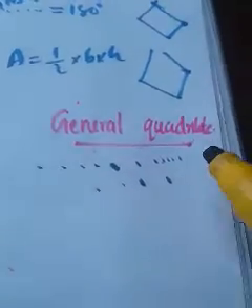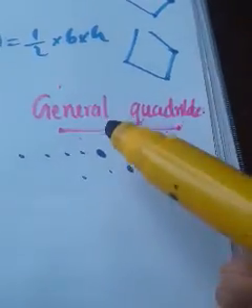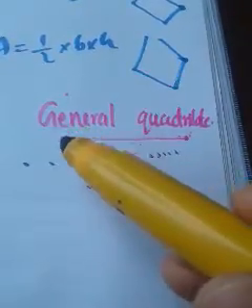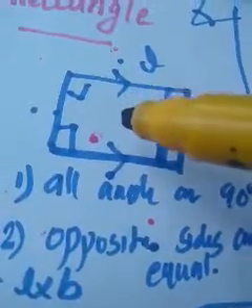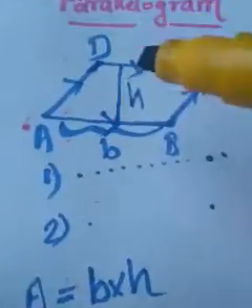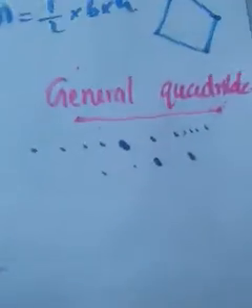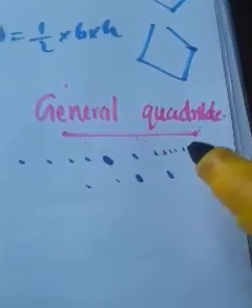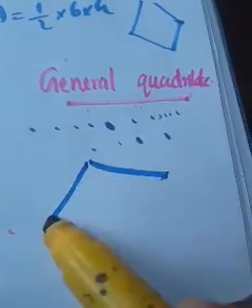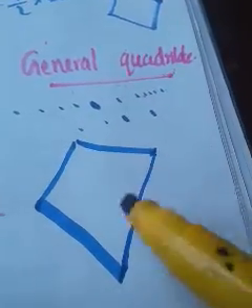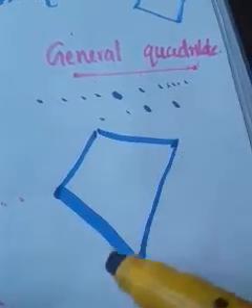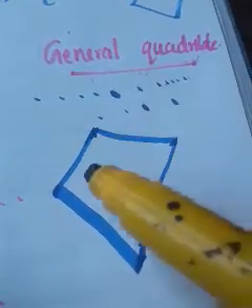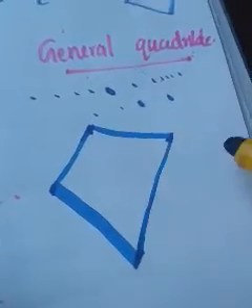If there is no specific name for a quadrilateral, we include it in the category of general quadrilateral. I repeat, this is a quadrilateral of course, but there exists a specific name, rectangle. This is a quadrilateral with a specific name, parallelogram. Quadrilaterals without any specific name come under general quadrilateral. For example, this is a quadrilateral, 1 2 3 4, a four-sided closed figure, and I don't have any specific name for it. This is a general quadrilateral.